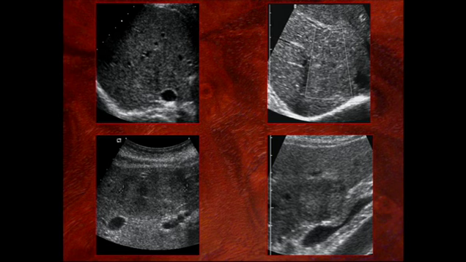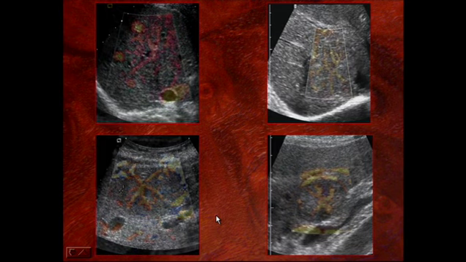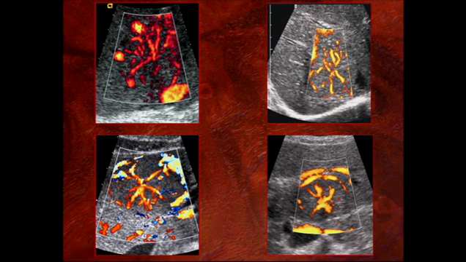So these are 4 different patients with focal nodular hyperplasia. The 2 up above, you really don't see a lesion at all on grayscale sonography. And the 2 down below have heterogeneous lesions that are relatively nonspecific. But when Doppler was performed on all of these patients, you can see the typical spoke wheel type pattern on color and power Doppler, which makes the diagnosis much more likely.